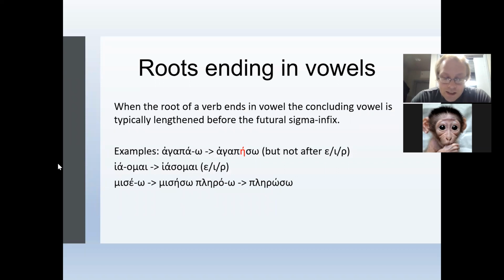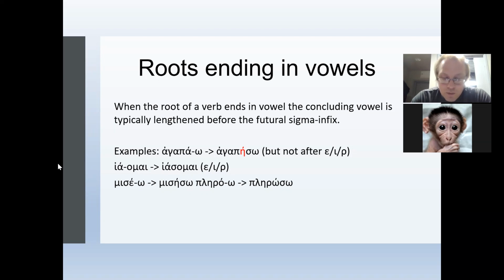In many cases, the addition of this futural sigma infix also causes changes in the root of the verb. In particular, it's often so that verbs with stems ending in vowels undergo a lengthening of the concluding vowel in their roots as a result of the addition of the sigma infix. You see examples of this on the screen.